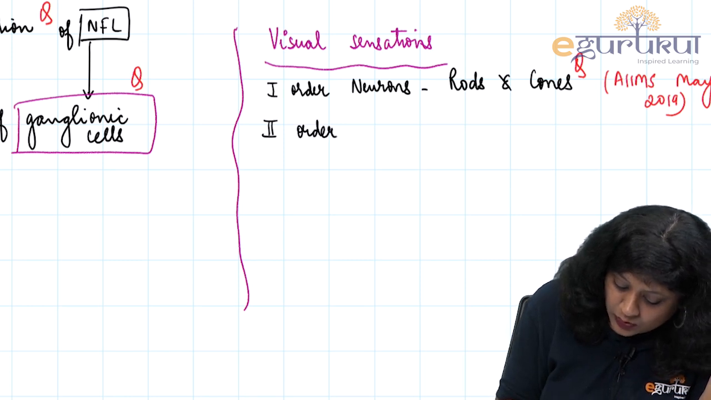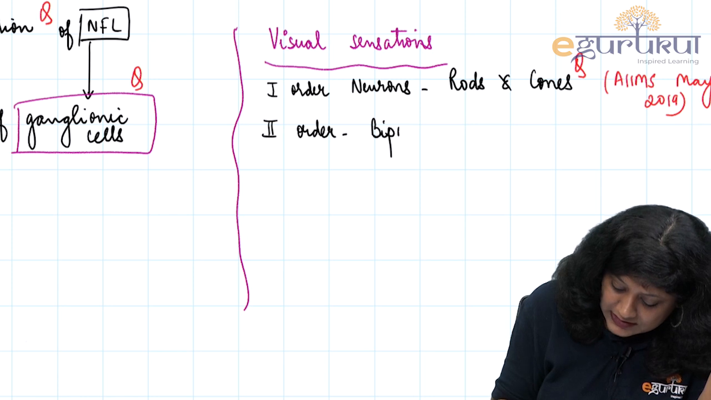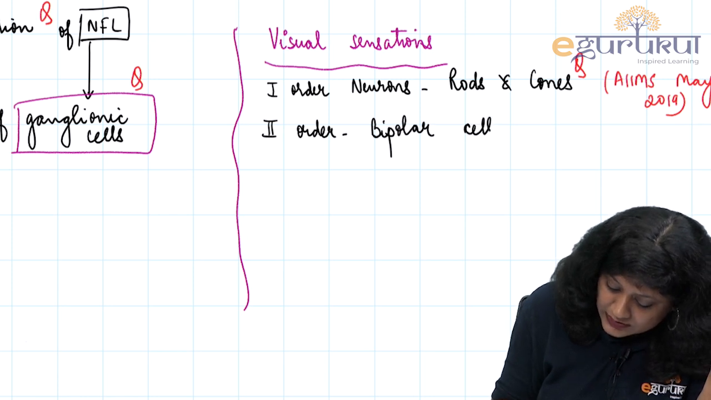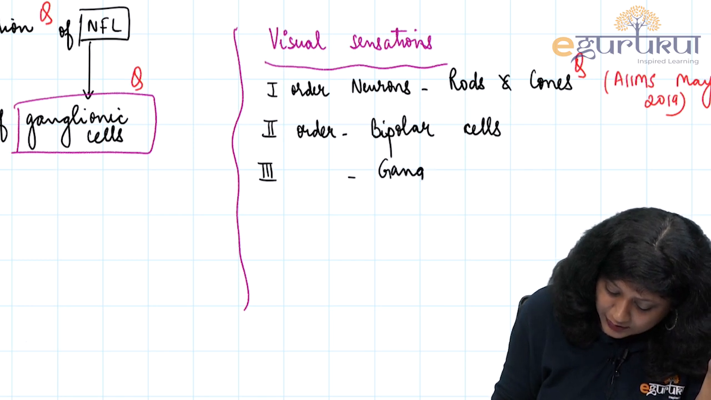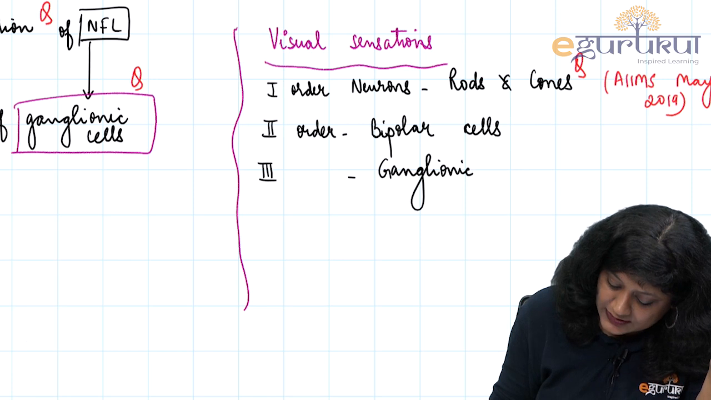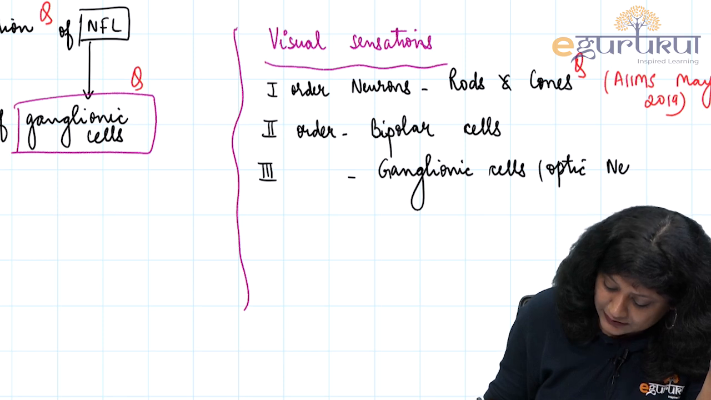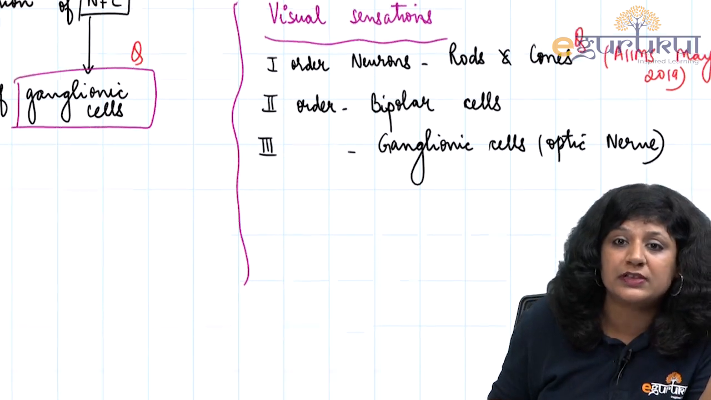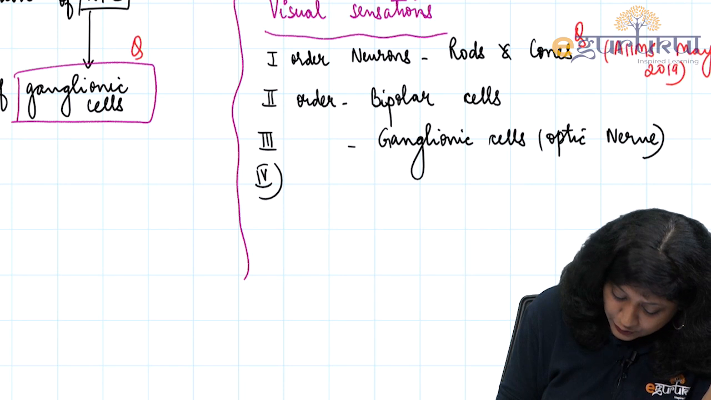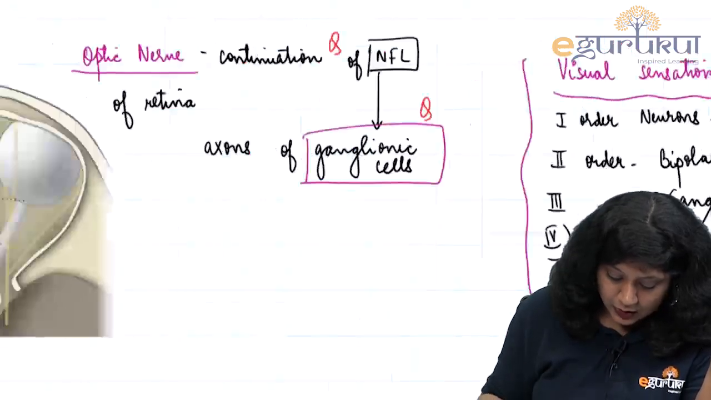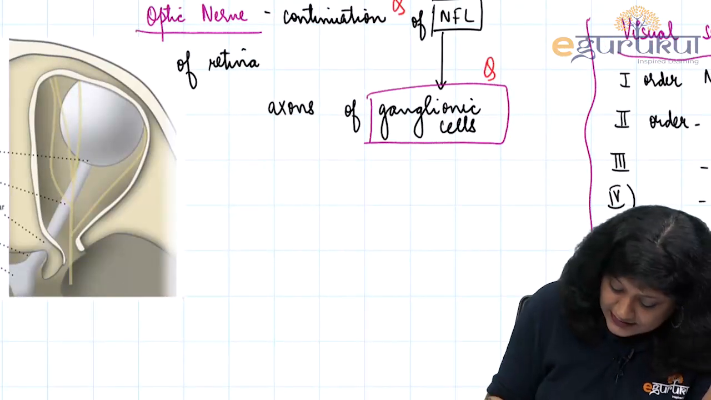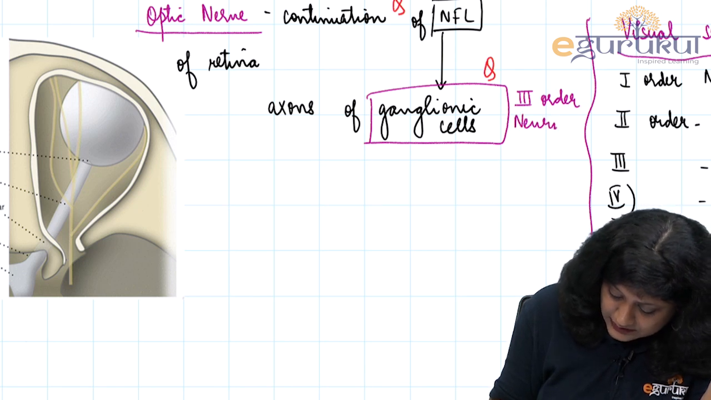Then we have the second order. Second order neurons are the bipolar cells. Third order neurons are the ganglionic cells. So, basically the ganglionic cells which are present in the optic nerve are the third order neurons, and finally we have the fourth order neurons which are present in the lateral geniculate body. So, now we know that these ganglionic cells are the third order neurons, right?